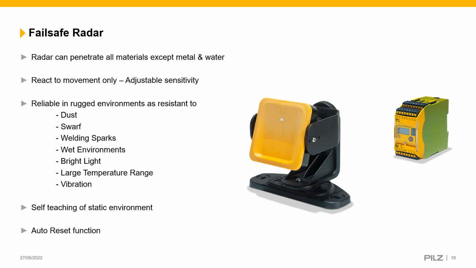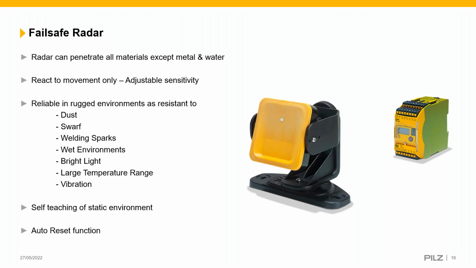If you find you're getting some nuisance trips, then maybe you can dial that sensitivity back a bit. But what it means is the static environment can change. So if something's brought into the area, a pallet, a toolbox put down, that environment is a changing environment, then it will self-teach itself. So it has this self-teaching mode, and the static environment can change. As long as nothing moves, then it will reset and re-trigger to allow the machine to run again.